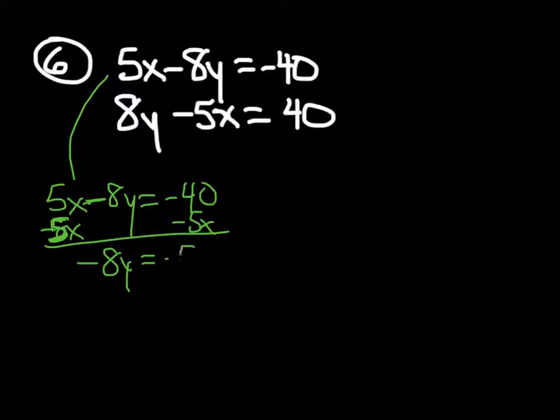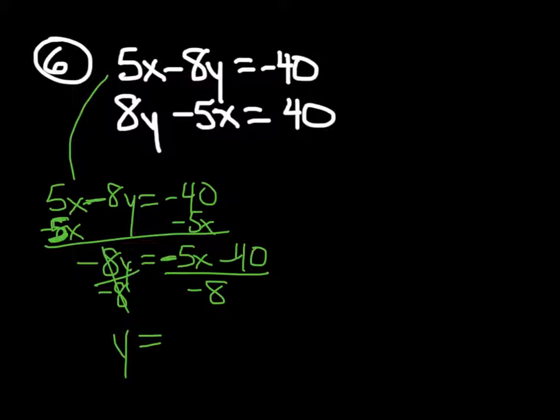-8y equals -5x minus 40. Divide by -8. -5 over -8 just becomes positive. And then -40 over -8 becomes positive also. 40 over 8 is just 5.